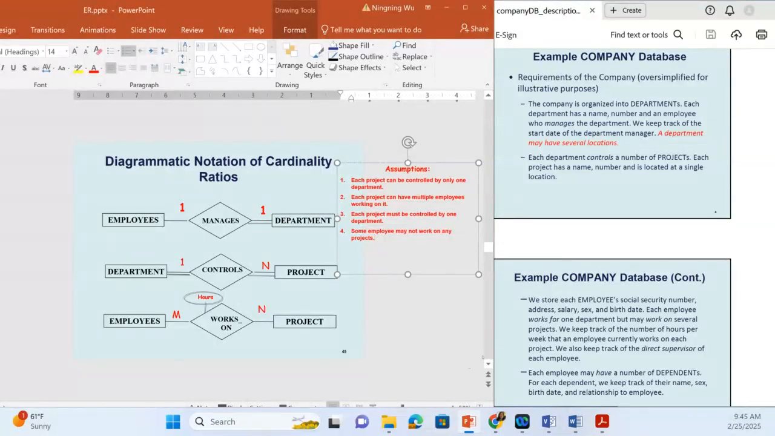Then on the project side, the data description only gives the project's name, but does not specify that a project may have some employees working on it. But I think usually a project must be worked on by some employees, right? So in this case, although I think this assumption might be redundant, it's better to put it here.